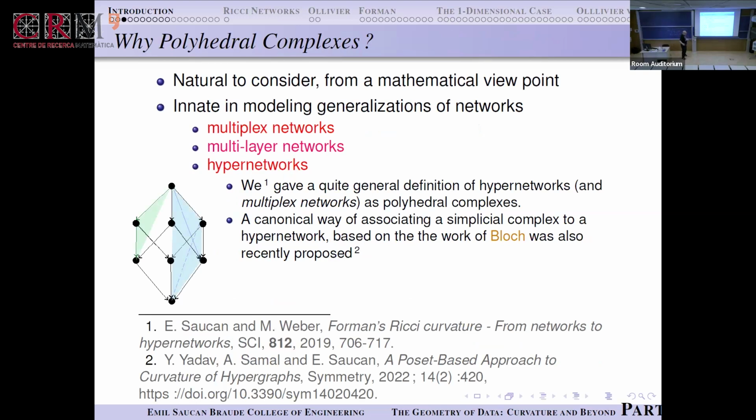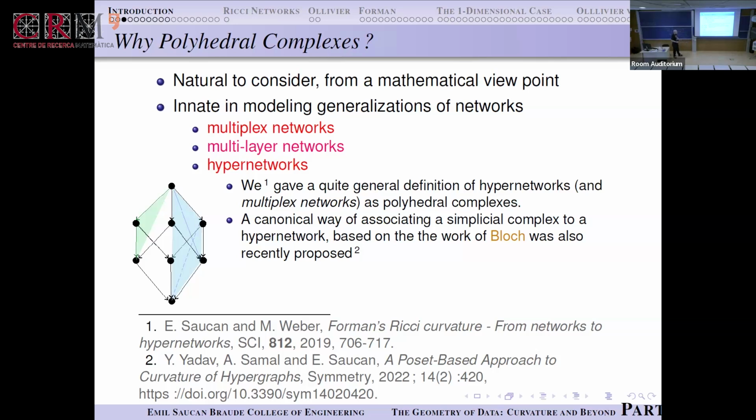They are natural. Everybody knows what they are, even people in graphics and the like, proper applied people, not just mathematicians. And they appear in these very modern hypernetworks and multiplex networks and so on, and it is very natural to model them using polyhedral complexes. There is some work which I did with Melanie Weber, who is now at Harvard. This is natural, but not easy to use. There's a canonical way of doing it, but that's less important for now. This is motivated by work of Bloch. Anyhow, there are other ways of doing that.